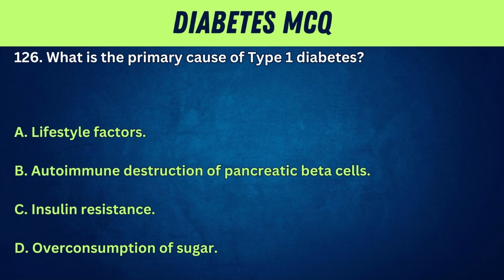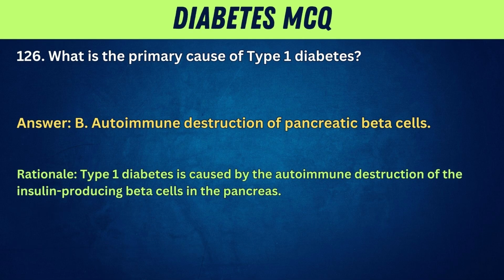126. What is the primary cause of type 1 diabetes? A. Lifestyle factors. B. Autoimmune destruction of pancreatic beta cells. C. Insulin resistance. D. Overconsumption of sugar. Answer: B. Autoimmune destruction of pancreatic beta cells. Rationale: Type 1 diabetes is caused by the autoimmune destruction of the insulin-producing beta cells in the pancreas.